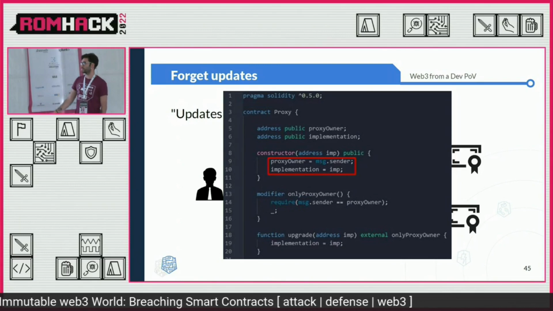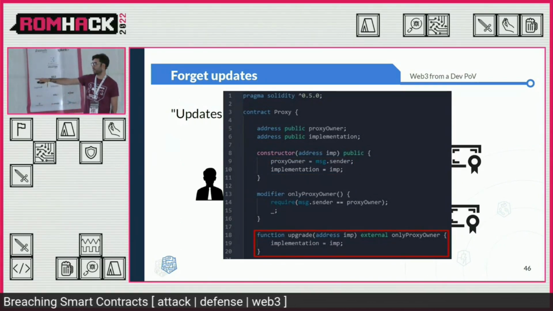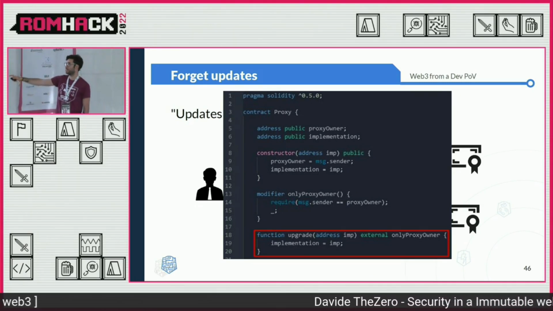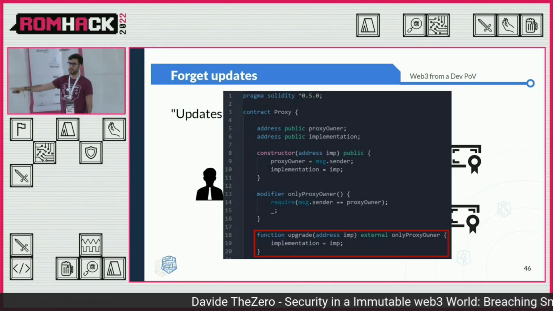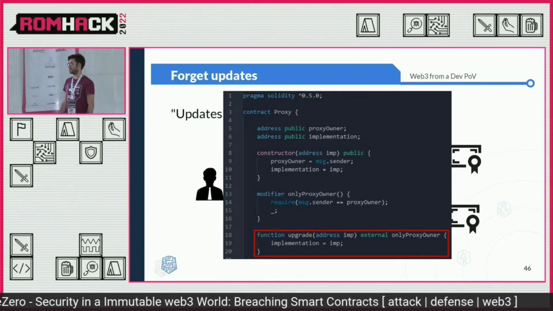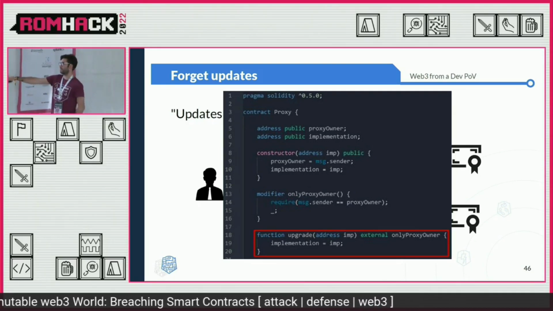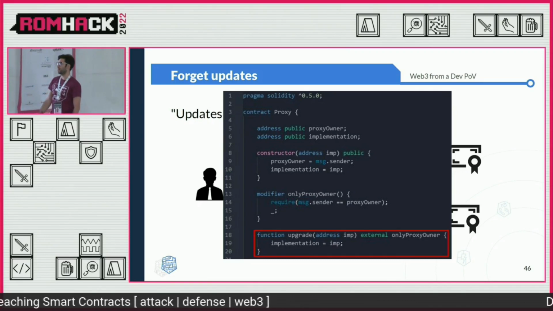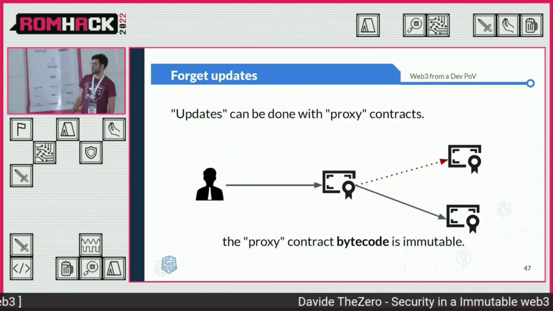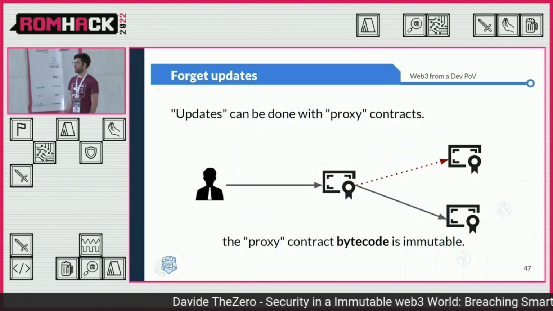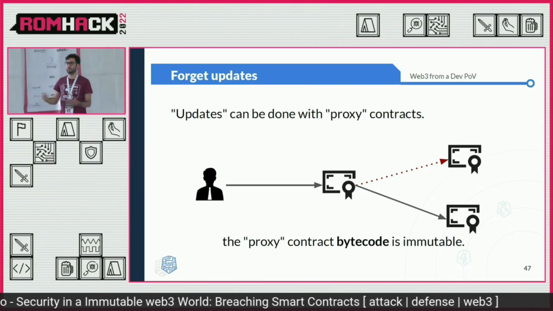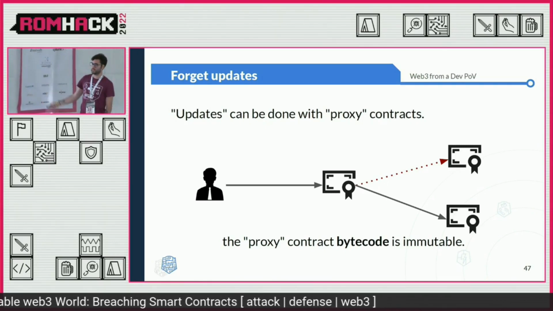And when you want to upgrade the contract, you can call the upgrade function, passing an address as the implementation variable, and it will change the implementation address. From now on, all the input from the user will be forwarded to a different contract. And this function can be called only by the proxy owner, since we have a modifier that checks for it with a require. And so this way, the proxy contract bytecode is still immutable because all it is doing is forwarding input to a different contract.